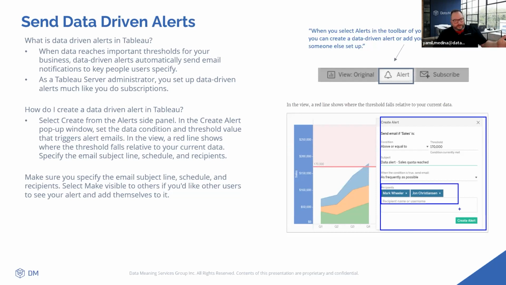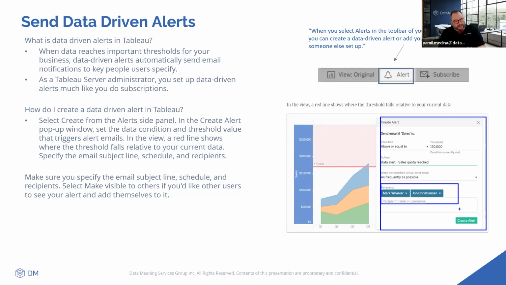So maybe 20 people, 30 people are subscribed to this dashboard. They can view, they can interact, but I only want these 2 individuals to get the alert. You can do that. Or you can even say, I want everyone here to get the alert. Yes, you can do that. You can send it to everyone that has access to this dashboard.